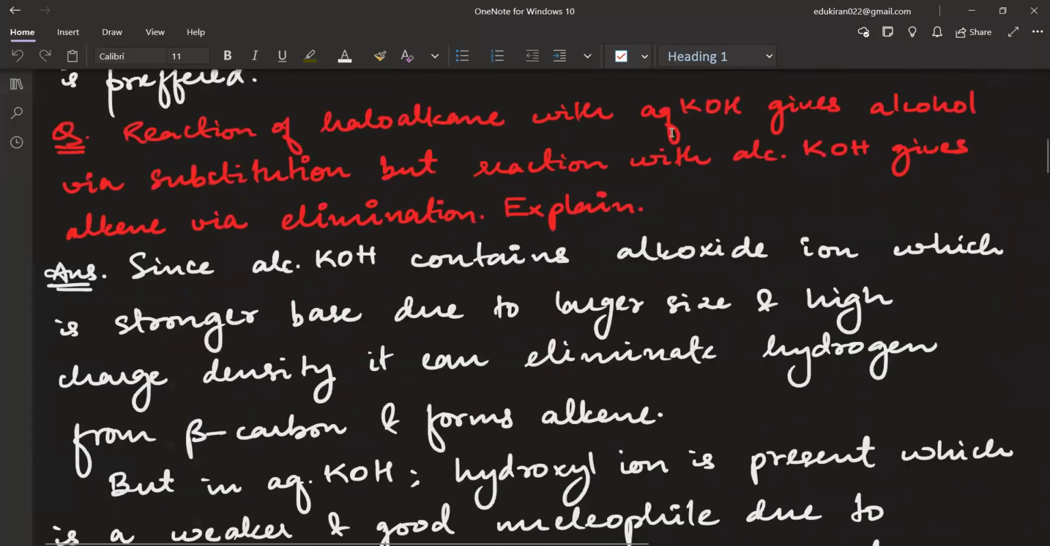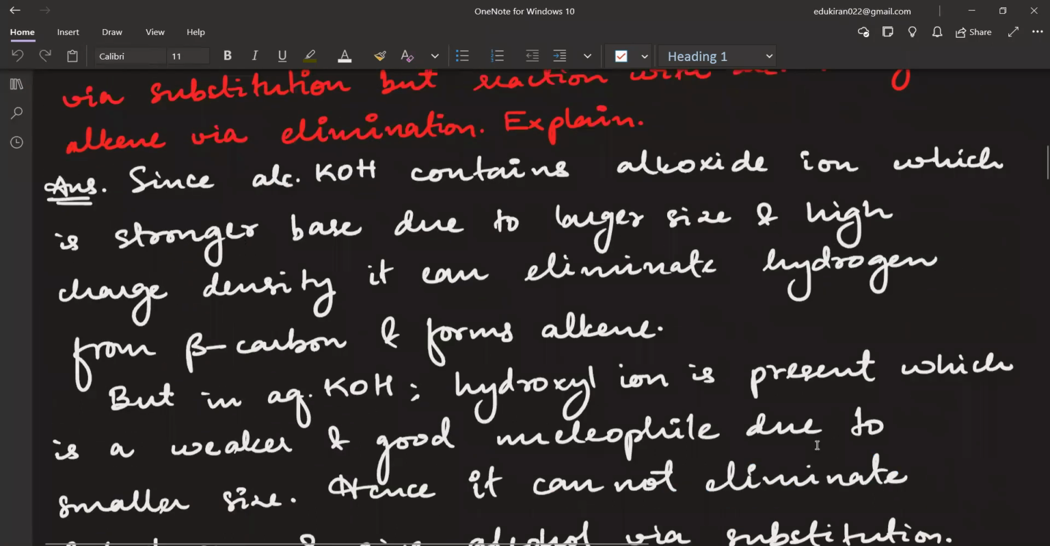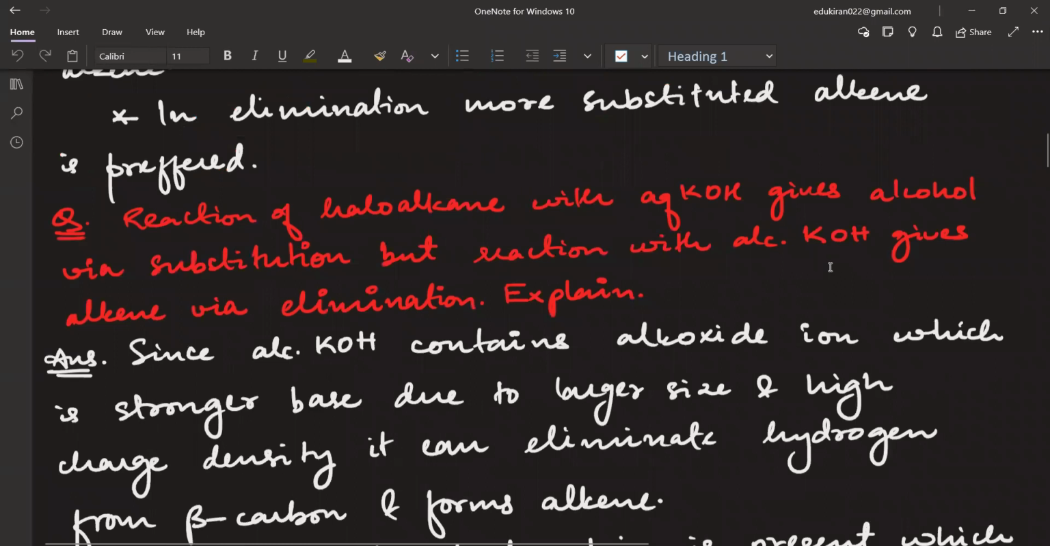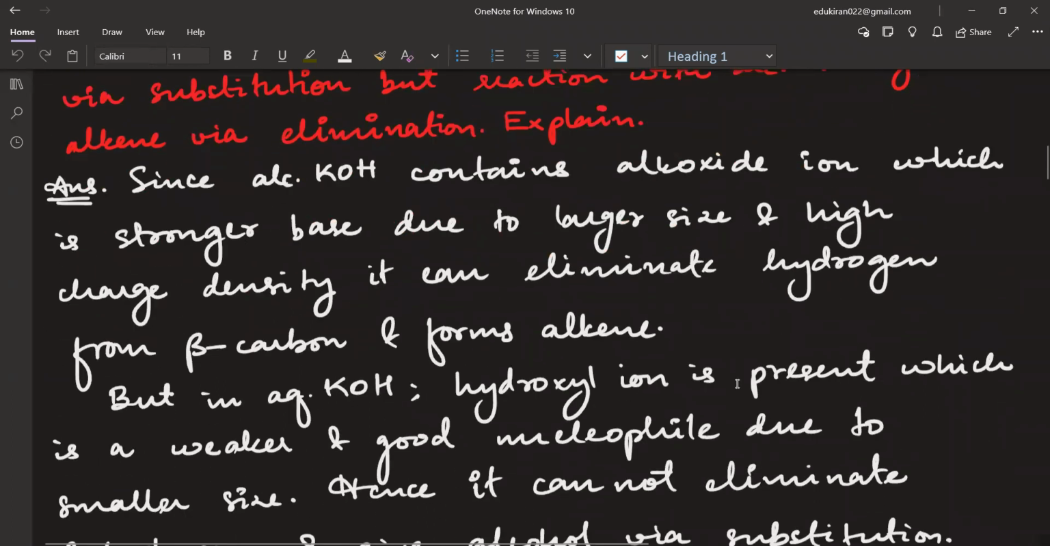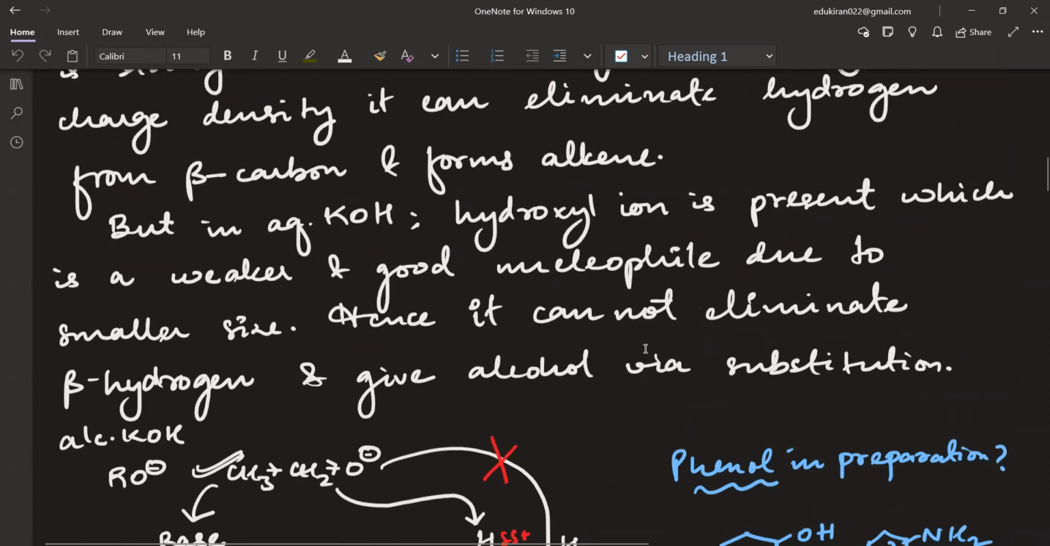The same reaction of haloalkene with aqueous KOH gives alcohol via substitution, but reaction with alcoholic KOH gives alkene via elimination. Explain. You have to explain this. Since alcoholic KOH contains alkoxide, see, this was the answer, but you don't have to write all of these things. You need to make this answer concise, because it may come in 2 marks on its own, and sometimes they have asked it in 1 mark also. This is the answer if they ask even in 3 marks, because you have written everything here.